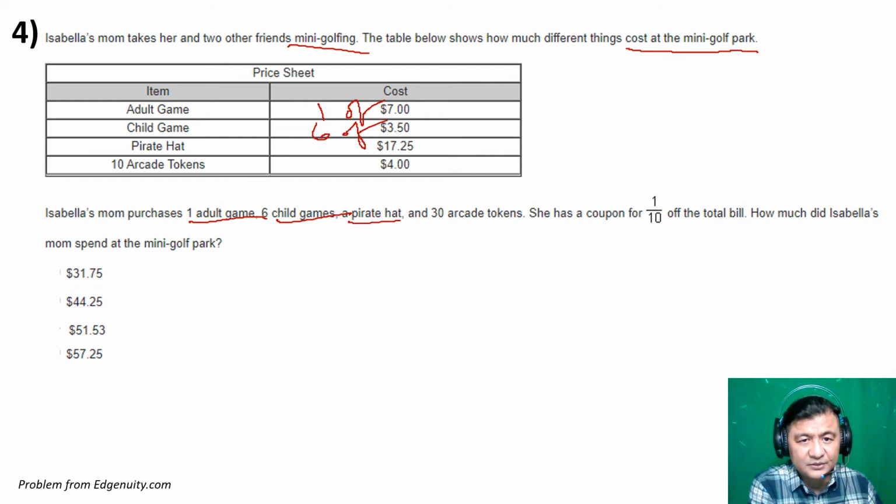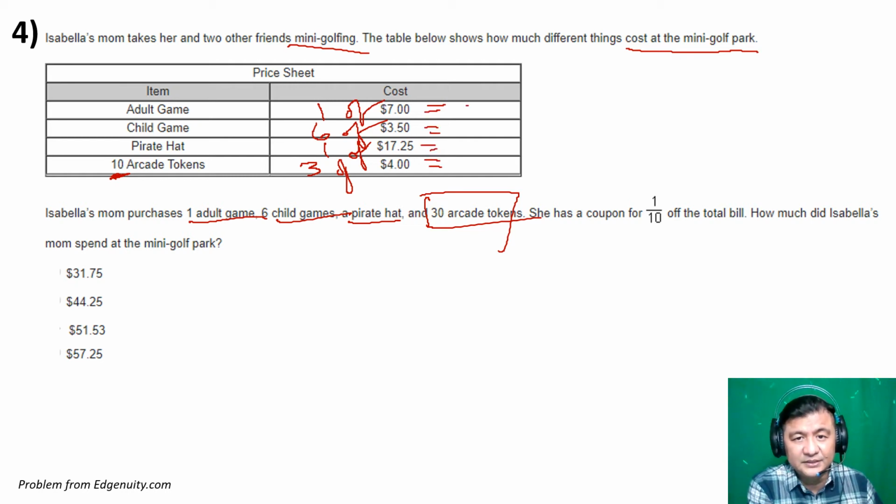All right, what else? A pirate hat. One of this, I write one. And then 30 arcade tokens. Do I write 30 here? No, because take note, it's already 10. So how many sets of 10 to make it 30? Yes, 3 of this. All right. Now, to make my life easier, guess what? I just write it on the chart itself.